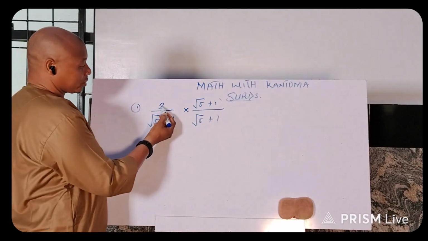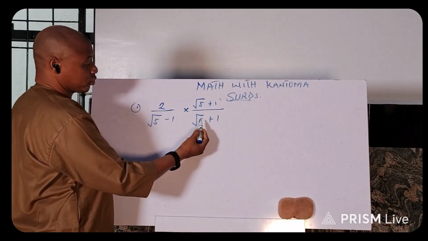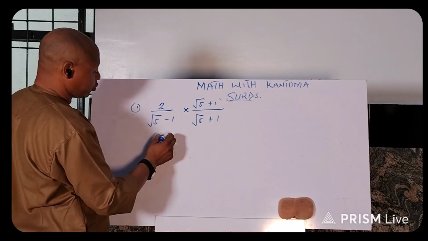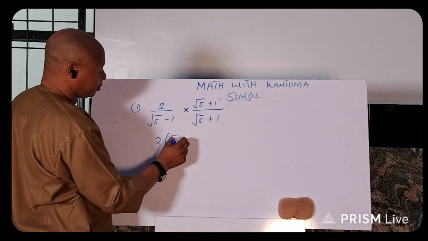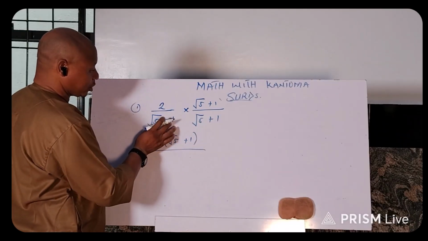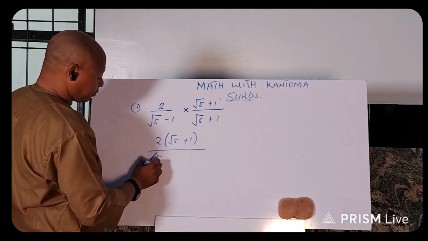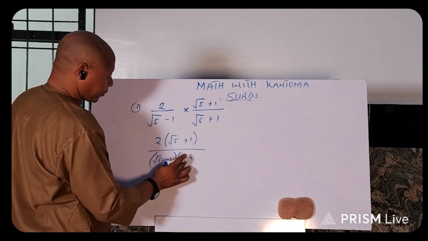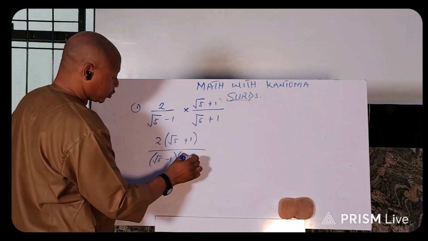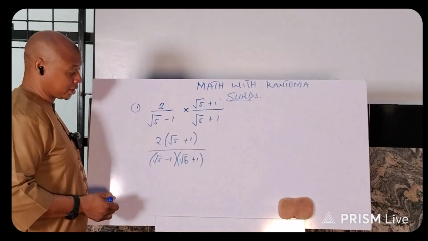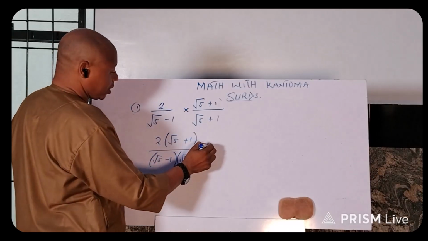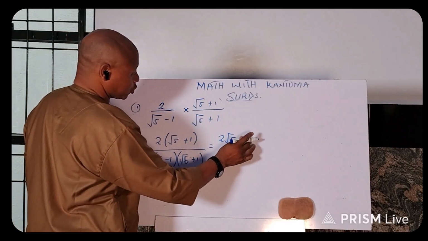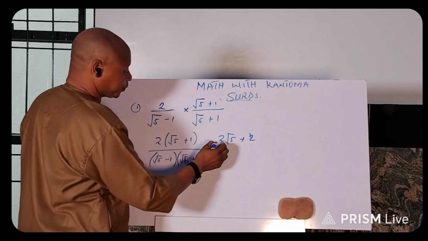So we are multiplying by the conjugate of this surd. So to multiply, we multiply the numerator by numerator and denominator by denominator. So now multiply this. We have 2 times root 5 plus 1, divided by root 5 minus 1 times root 5 plus 1. So we are multiplying these two entities together. We say 2 times root 5 will now give us 2 root 5. 2 times 1, we have plus 2.